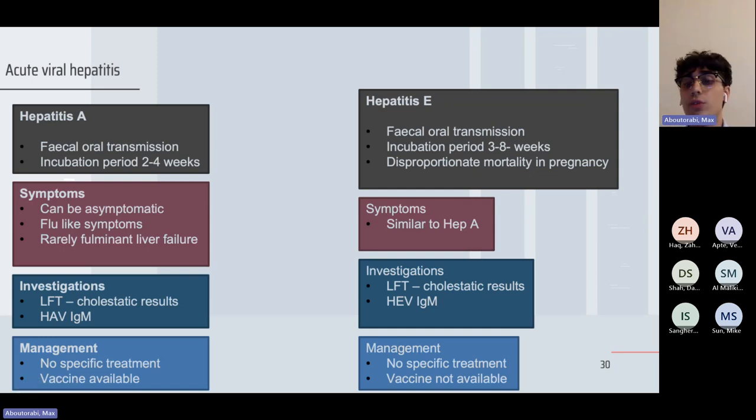So then you've got your viral hepatitis, which are very common and will probably be examined on in some form. So we'll start with the acute ones. So these are hepatitis A and hepatitis E.